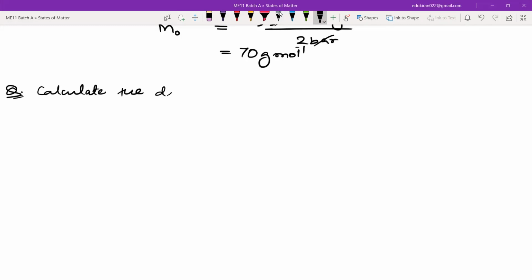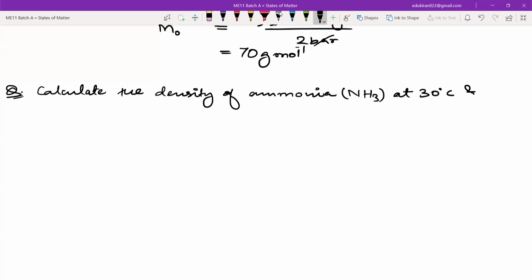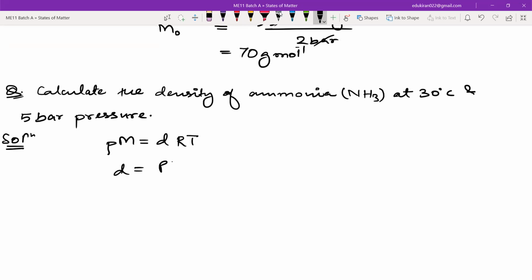Calculate the density of ammonia. Ammonia is NH3. Calculate the density of NH3 at 30 degrees Celsius and 5 bar pressure. Okay, so all of you can write at least this much: PM is equal to dRT, and density will be equal to PM upon RT. Okay, PM upon RT.